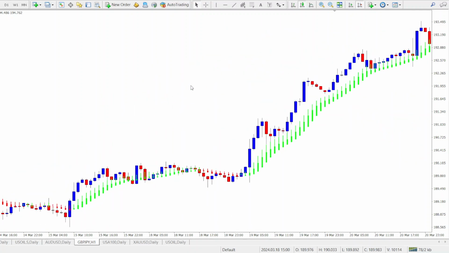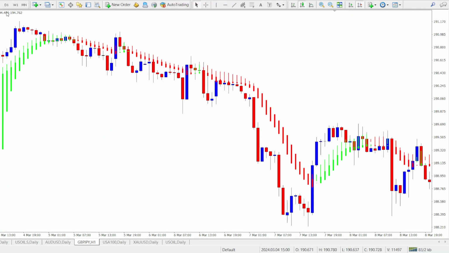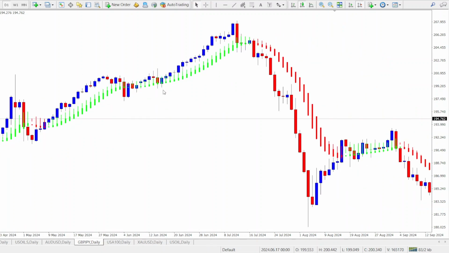I mistakenly removed the time frame that I was on. I don't remember again. Okay, all right. So it happened around here. Can we see? It happened around here as the momentum was quite strong. There was a gap between the candlesticks and the indicator.